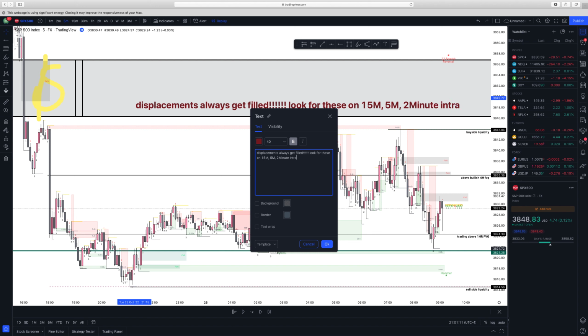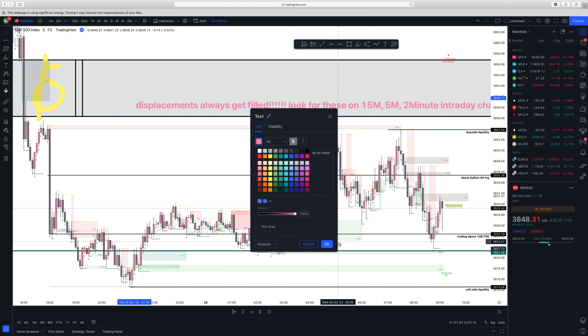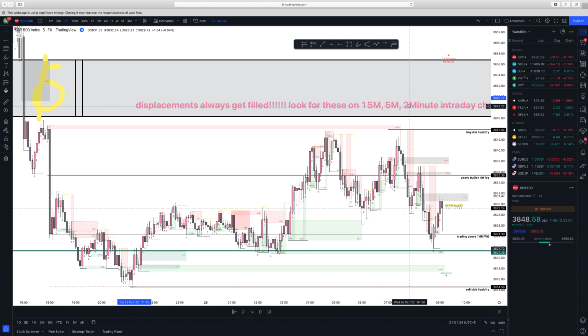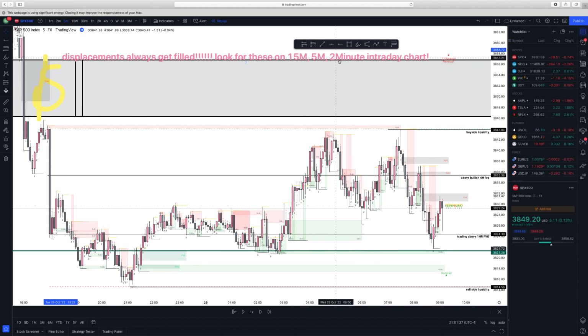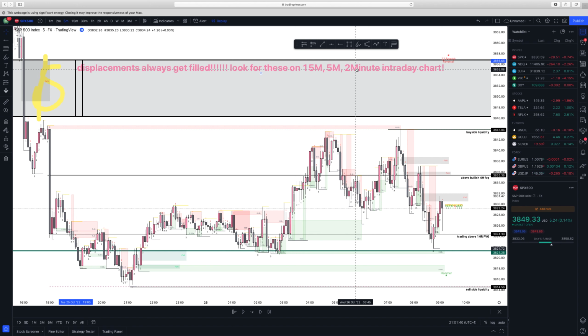Two-minute intraday chart. So you guys always want to look for displacements to get filled, especially on intraday charts, because most likely they're going to get filled. So just to make this line, I'm a very organized person. I like for myself to look clear. Displacements always get filled.